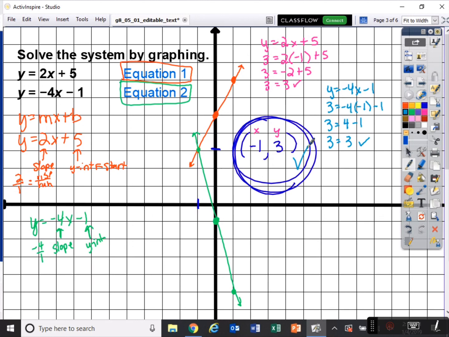So there is a way to check yourself and make sure that you got it correct. It could be a case of you accidentally putting 1, 3 instead of -1, 3, right? You just read the graph wrong. But this is a way to double check that. All right, let's do the next few problems.